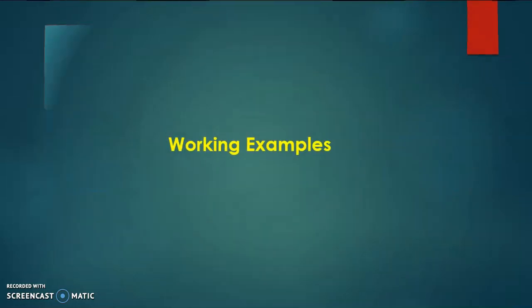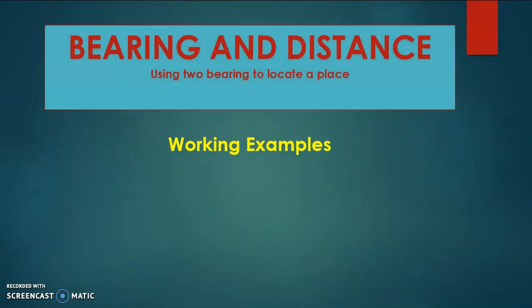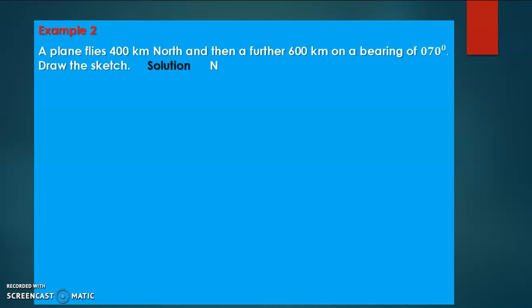Our topic today is bearing and distance, using two bearings to locate a place. Working example. Example 2. A plane flies 400 km north and then a further 600 km on a bearing of 070 degrees. Draw the sketch. Now the solution.